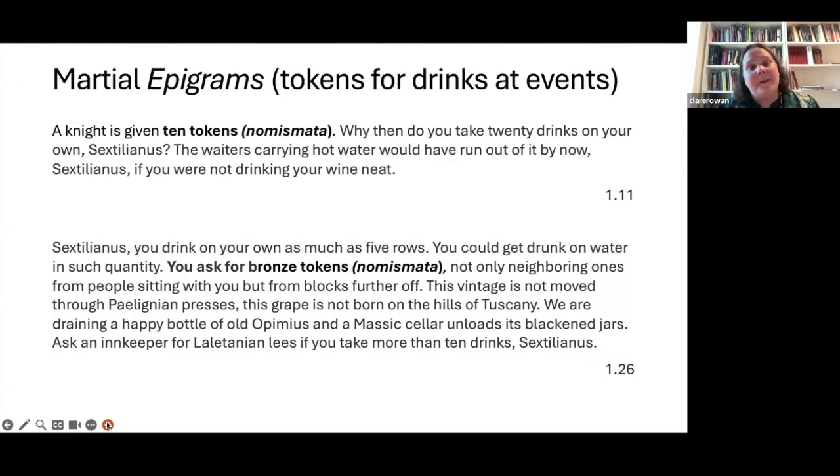So how do we know that tokens were used at various events? We have some really fun texts in Martial. He's a satirist, and he writes a lot of cutting jibes at various people, but they're quite informative, actually. So we have this particular section where he's talking about a knight who is given 10 tokens, so numismata, in Latin a coin-like object. But he's like, you've been given 10 tokens, but you've taken 20 drinks. So the idea is you would exchange a token for a drink at the event.